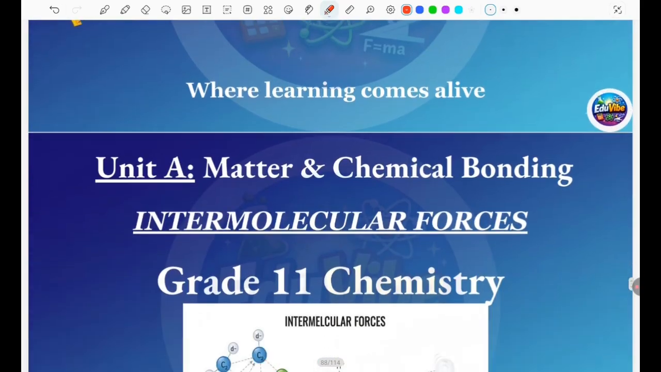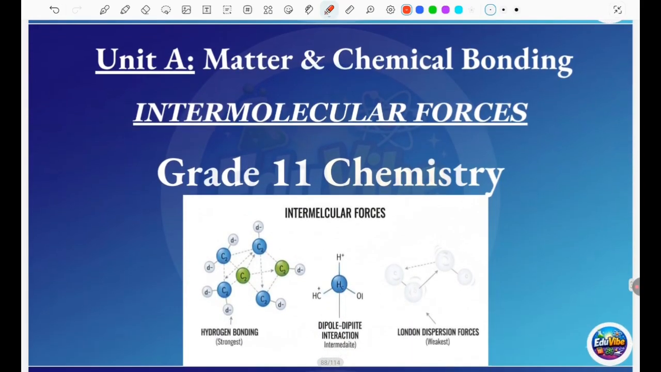Today we will start with the last topic of the matter and chemical bonding. We're finally completing this unit. Today we're doing the last topic, and in the next lesson we'll do some practice questions. Then we will officially end this unit. Today's last topic is intermolecular forces, which is a very important topic, and we get theory questions from there.